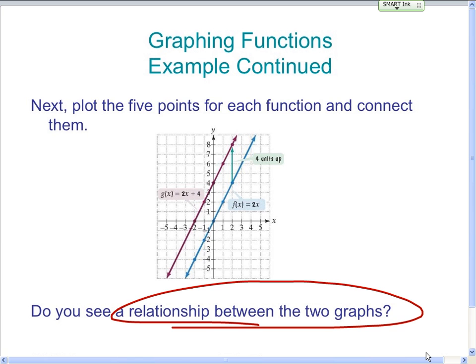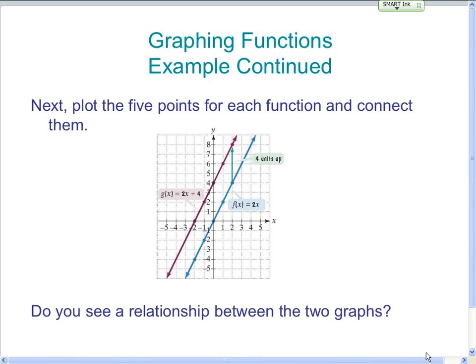What do you notice about the two graphs? Well, they are parallel, but we knew that because you look at the slope. The slope is the same, and parallel lines have the same slope. So we actually knew ahead of time that those two lines were going to be parallel.